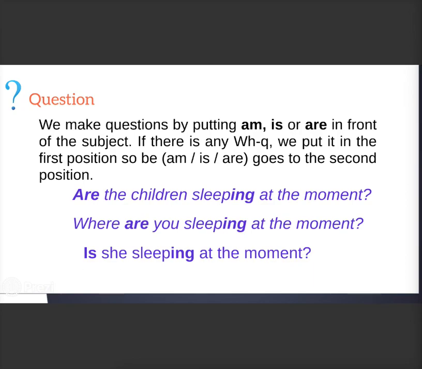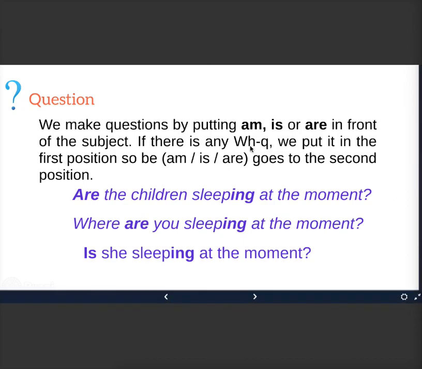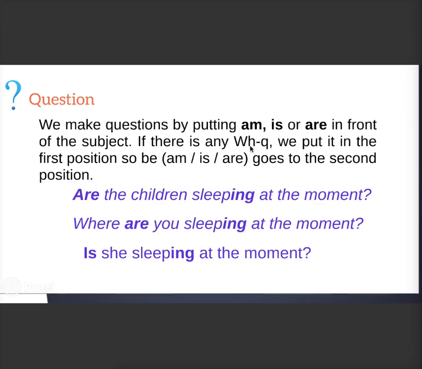If there is any WQ, we put it in the first position, so be, am, is, or are goes to the second position. Thank you, baby. So, guys, easy peasy. Once again, we just have to switch. Una vez más tenemos que cambiar. Si usualmente tenemos sujeto, verbo to be, ahora vamos a tener verbo to be, sujeto.